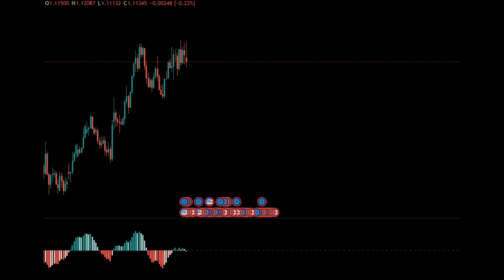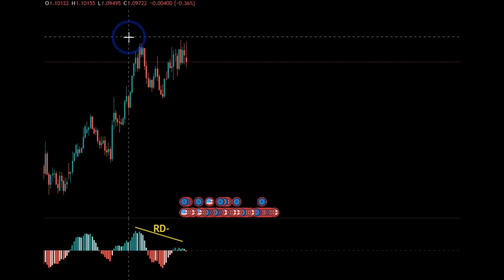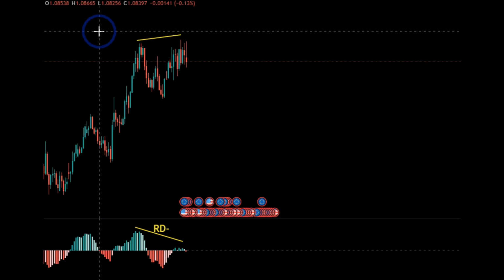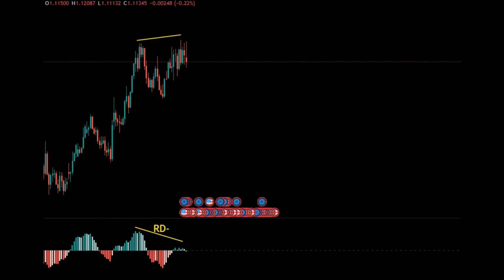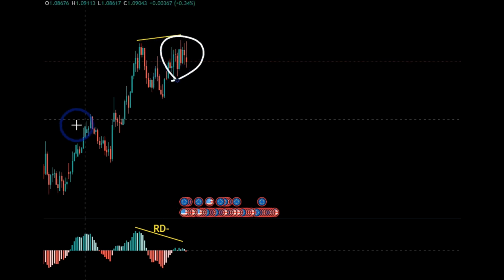As the buying power continues, we begin to notice a decrease in these strengths, which is revealed through a regular divergence. This divergence clearly signals a weakening of buyer momentum. When the price reaches a resistance level, the weakening of buyers becomes evident, and here we begin to see the formation of a double top pattern.